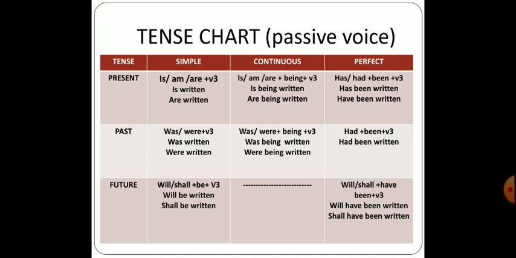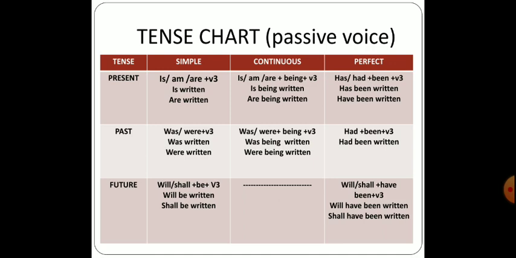So will, shall plus be plus verb's third form. So over here it will be written, shall be written. We do not have future continuous tense for passive voice. Then we have future perfect tense. So that is will, shall plus have plus been plus verb's third form. So this will be will have been written, shall have been written.